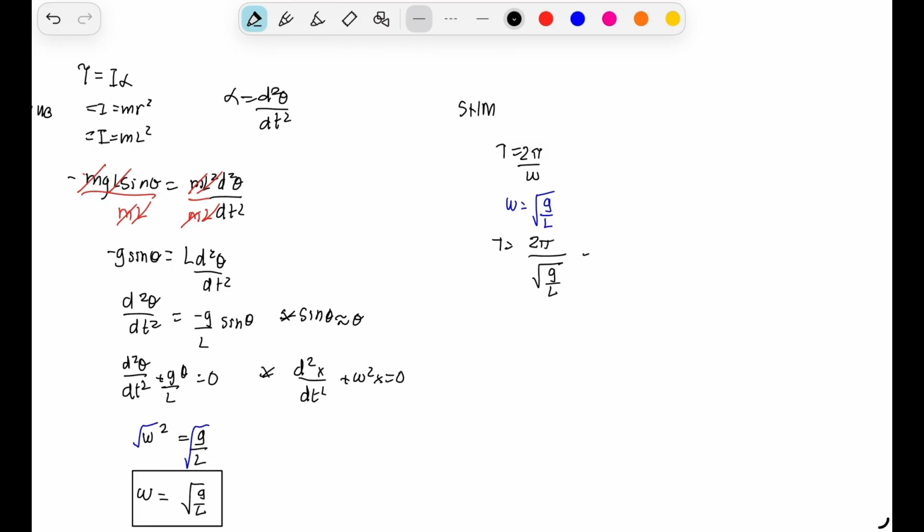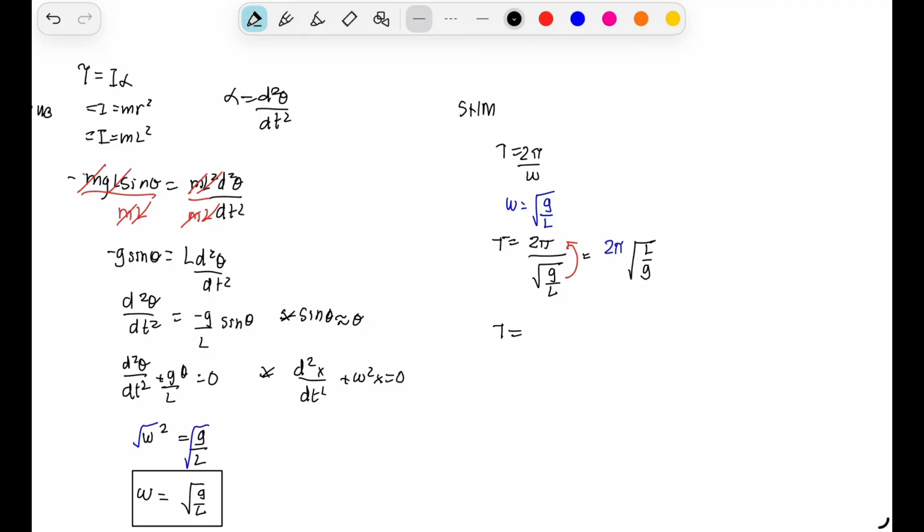Now, if you take this and you want to move this fraction to the reciprocal, you're going to have to flip what is inside of the root symbol, and take the reciprocal of that. So that's going to be equal to 2 pi, which remains in the numerator, times the root of L over g.